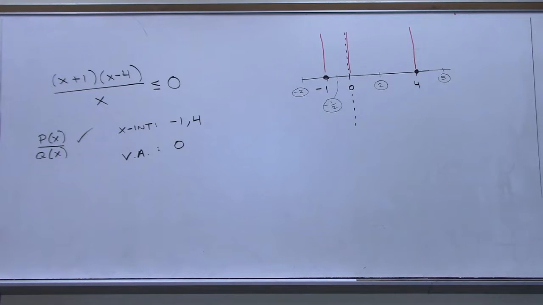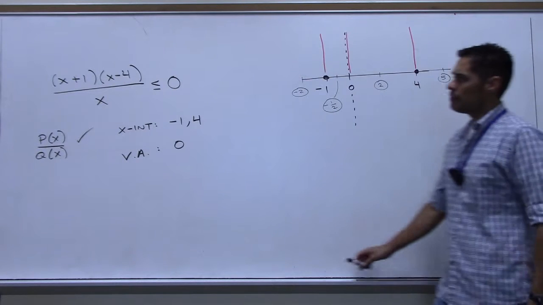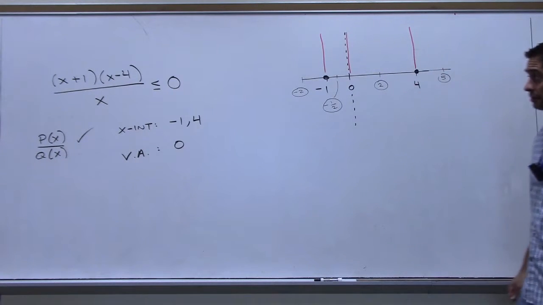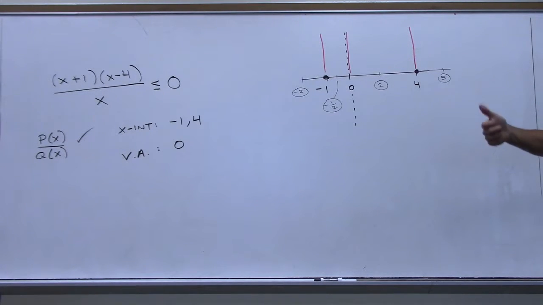I circle those because I want you to know those are test points, right? That's why I do that. Where am I testing these? To the original inequality. I'm checking to see if it's good or not, right? Does it work or does it not?